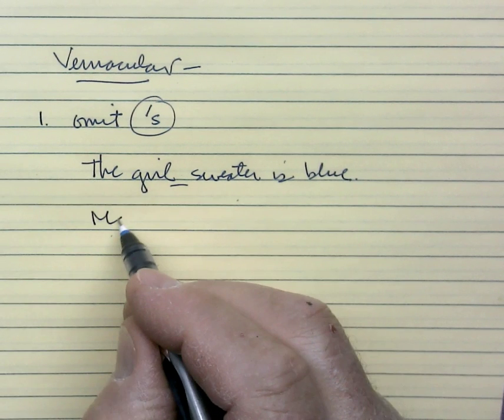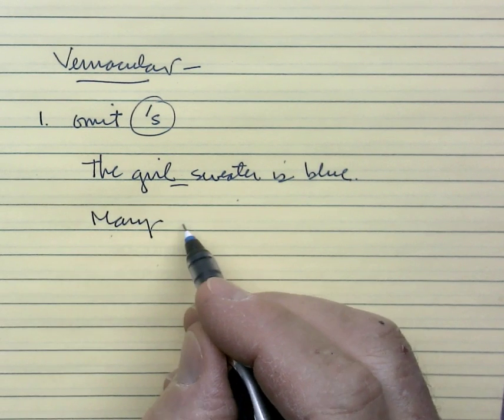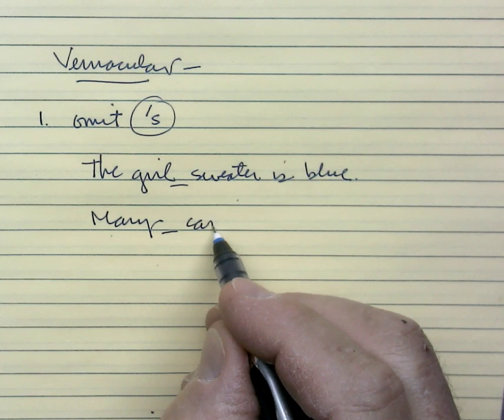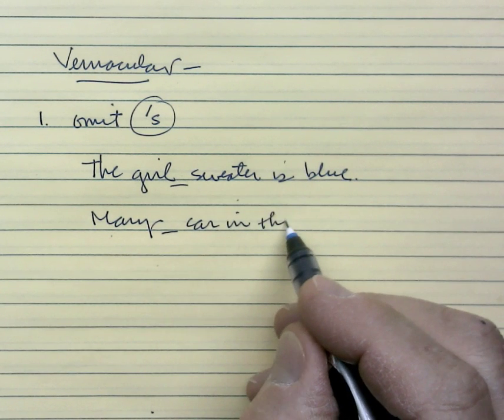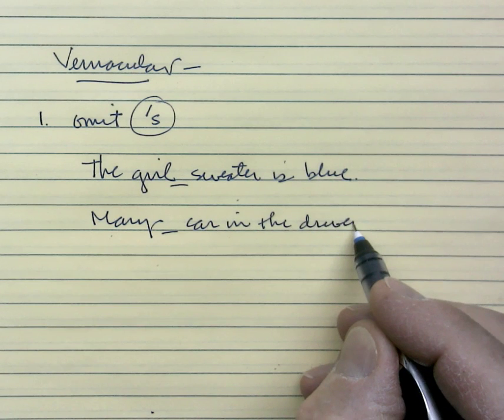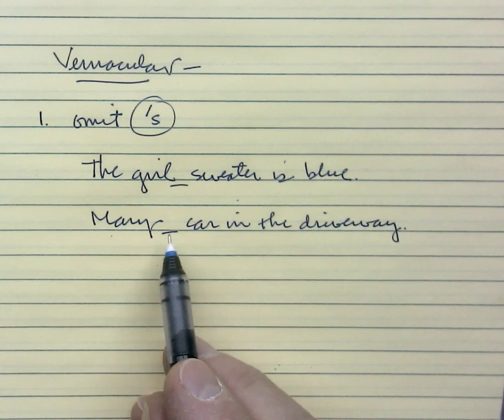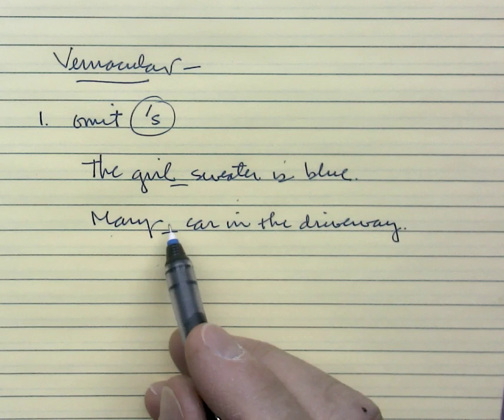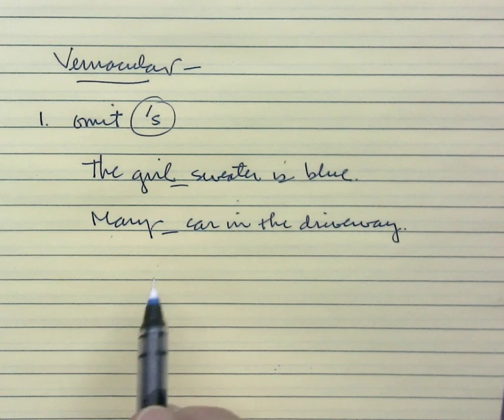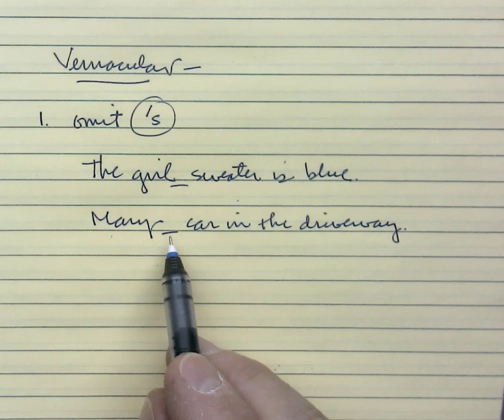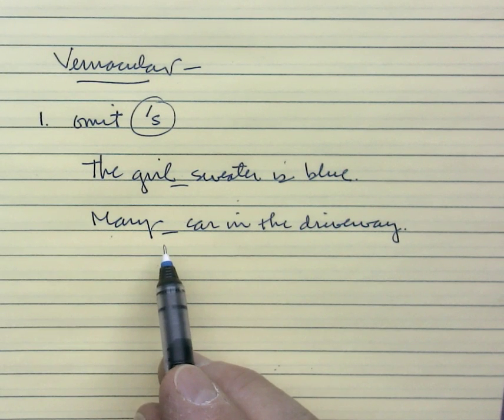Or, Mary car in the driveway. Standard English would say Mary's, with apostrophe S, car, but vernacular leaves off or omits the S.